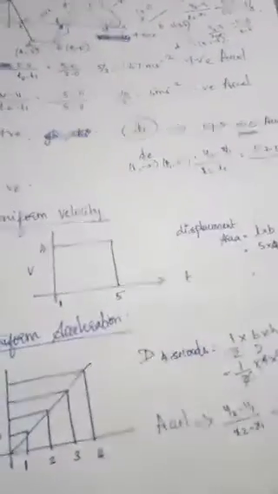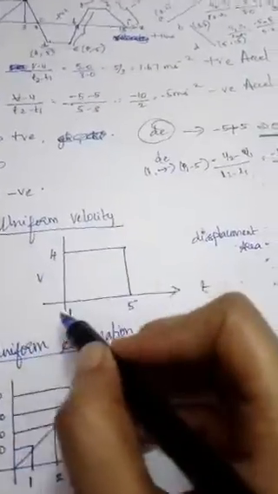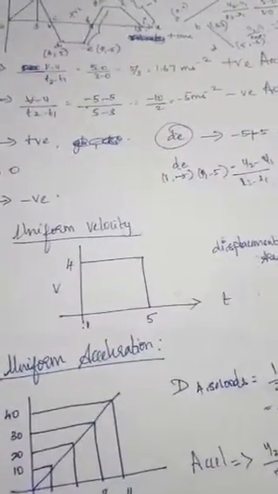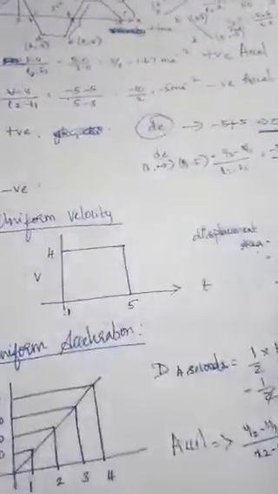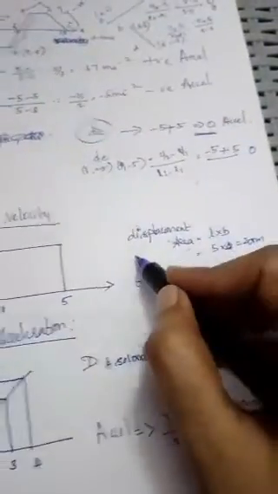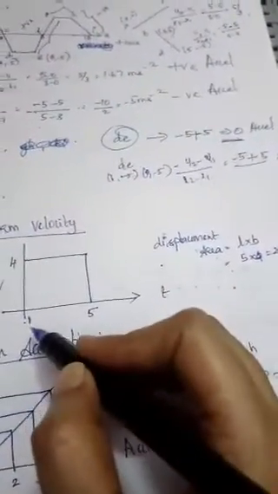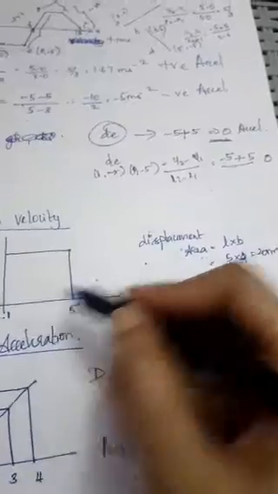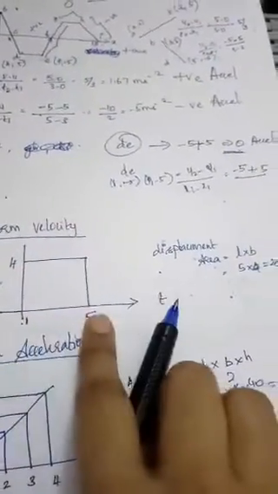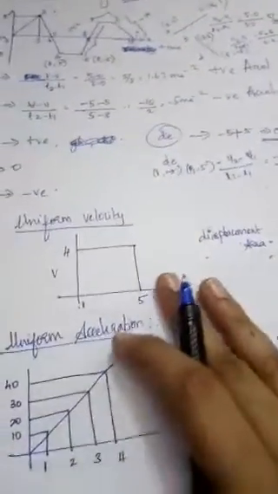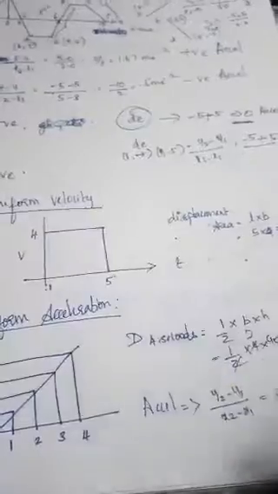Next one, the object is going to move in a uniform velocity. Uniform velocity means for 5 hours I'm going to travel at the same speed of 40 km per hour. I'm not going to increase my speed. Therefore, it is called uniform velocity. So how do we find the displacement? I told you, you have to take an area. Now look at this. It is the shape of a rectangle. Therefore, area is equal to length into breadth. So breadth is 5, length is 4. 5 into 4, it is 20 meters. And same, I'm going to find acceleration.